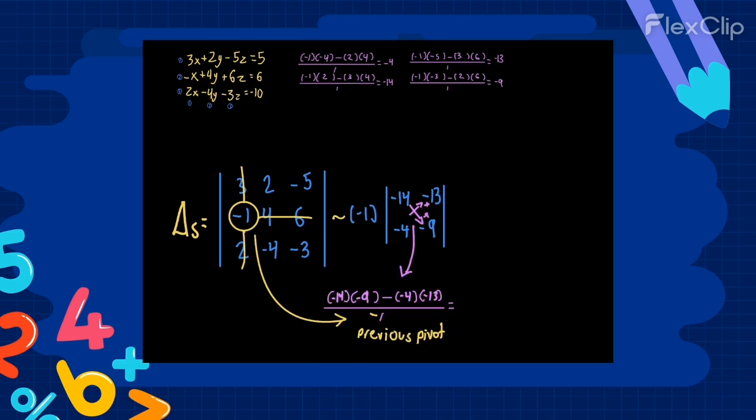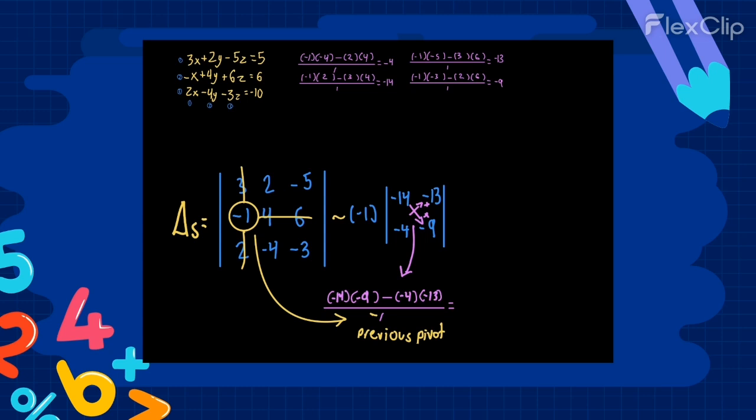So for solving the second determinant, we first multiply the number that is in the first column and the first row times the number that is in the last column and the last row. This multiplication is going to be subtracted by another multiplication that is going to be the number that is in the last column and the first row times the number that is in the first column and the last row.